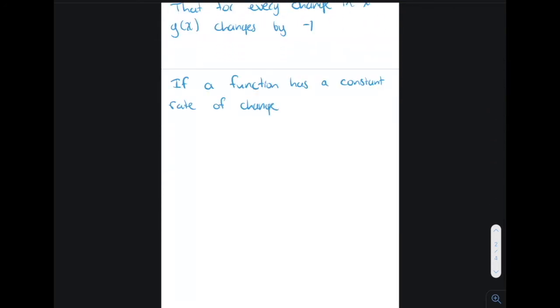Whenever a function has this constant rate of change, and we'll use the word slope to talk about this rate of change, then we say that the function is linear, and we can call it a linear function.